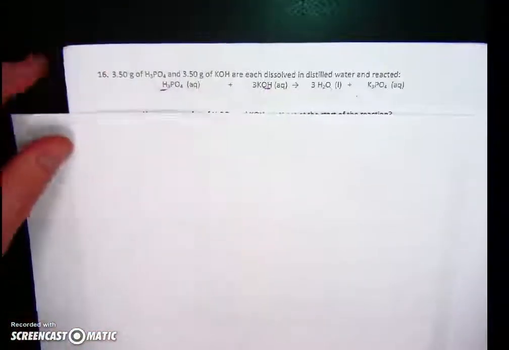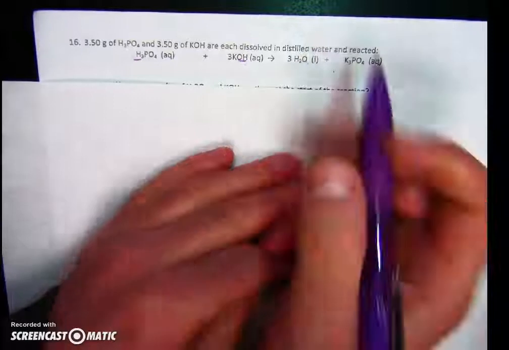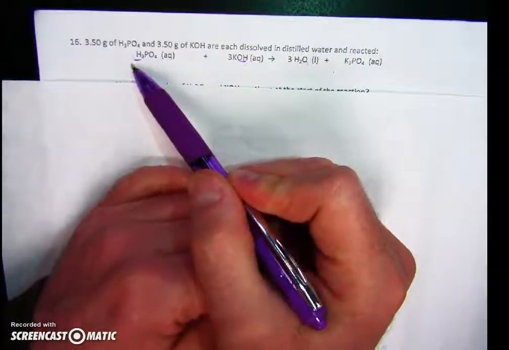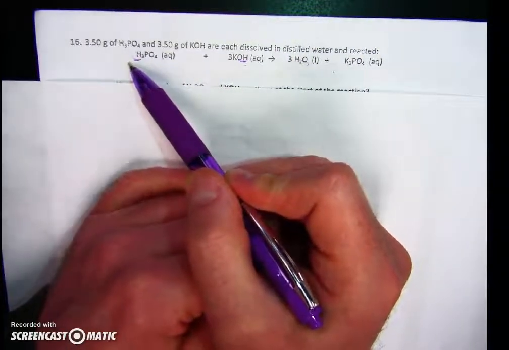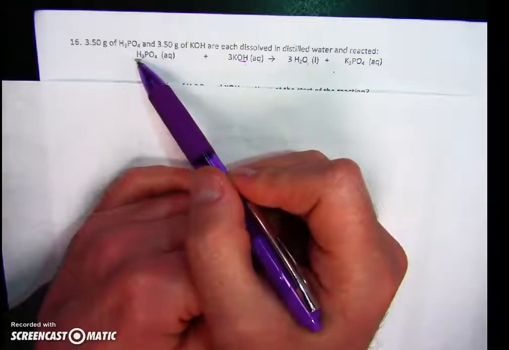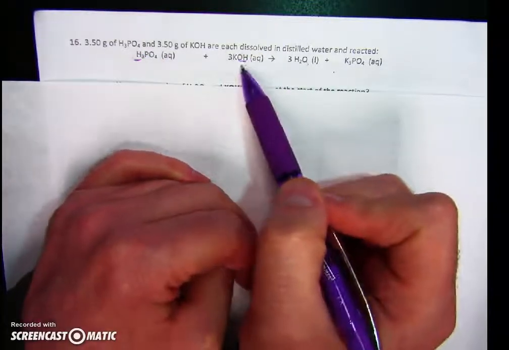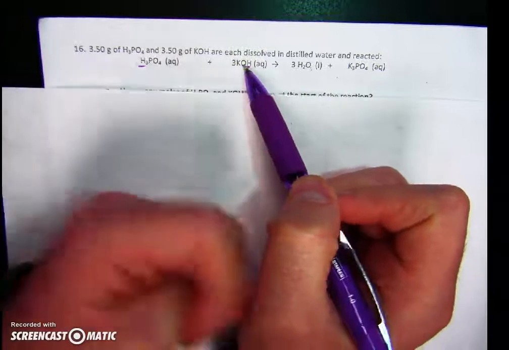Hey guys, this video is for the last page of the study guide. Phosphoric acid is H3PO4, and it is one of the acids in Coca-Cola. KOH is a strong base called potassium hydroxide.